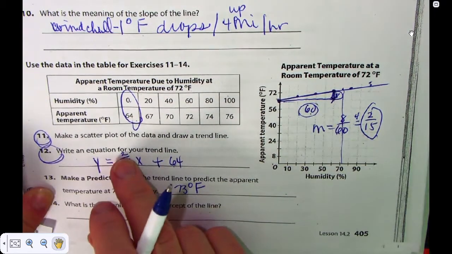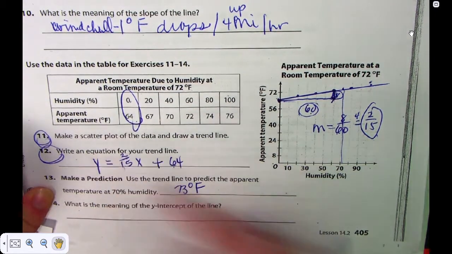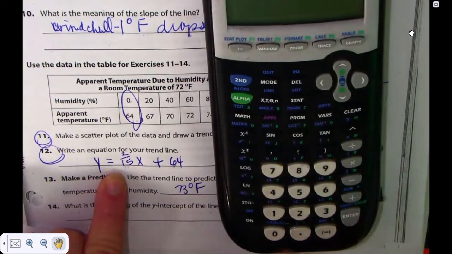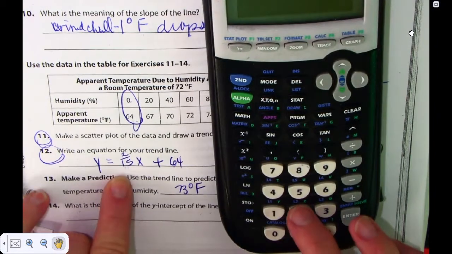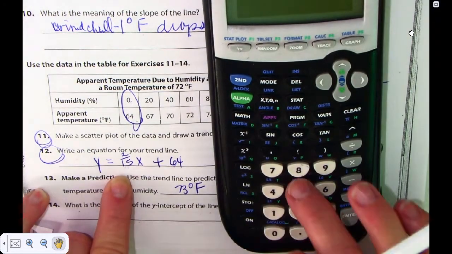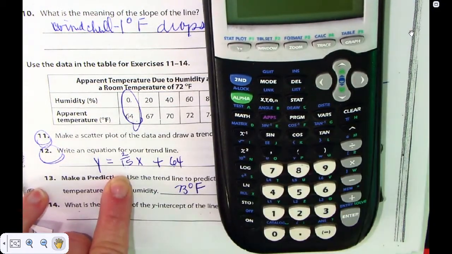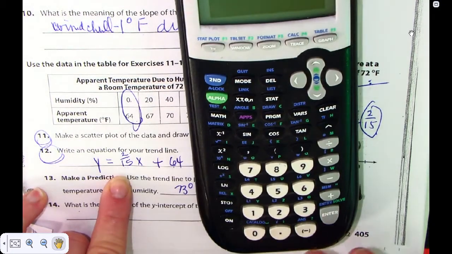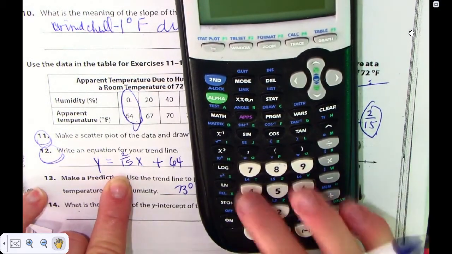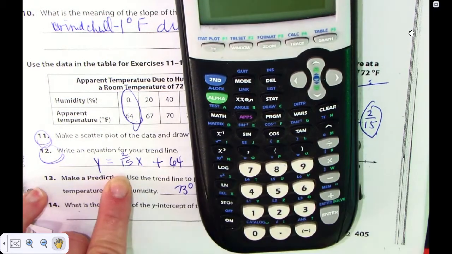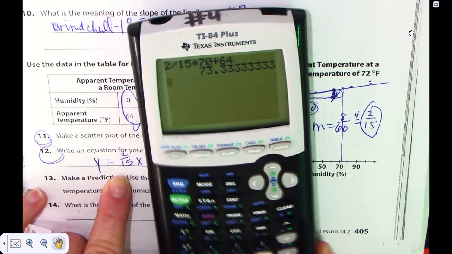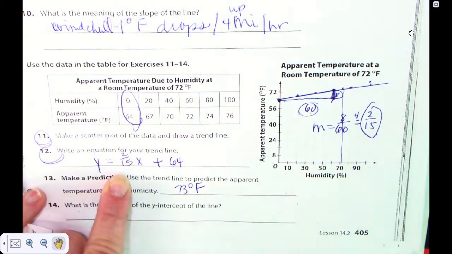We could use our equation, couldn't we? Yes. Okay, so let's go do that. Everybody take your calculator. And let's go 2 divided by 15 times 70 plus 64. 73 point repeating 3. So look at there. We got close. Good deal.